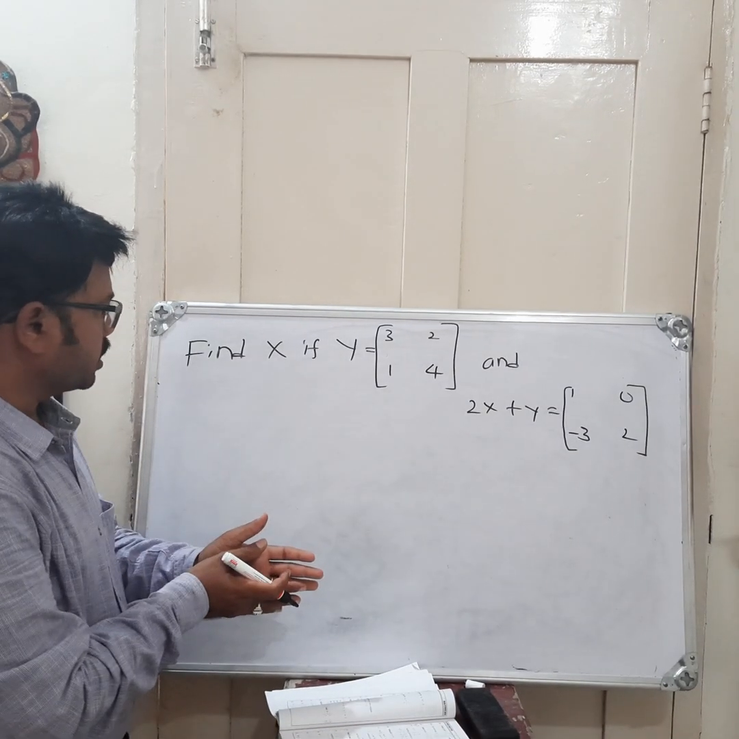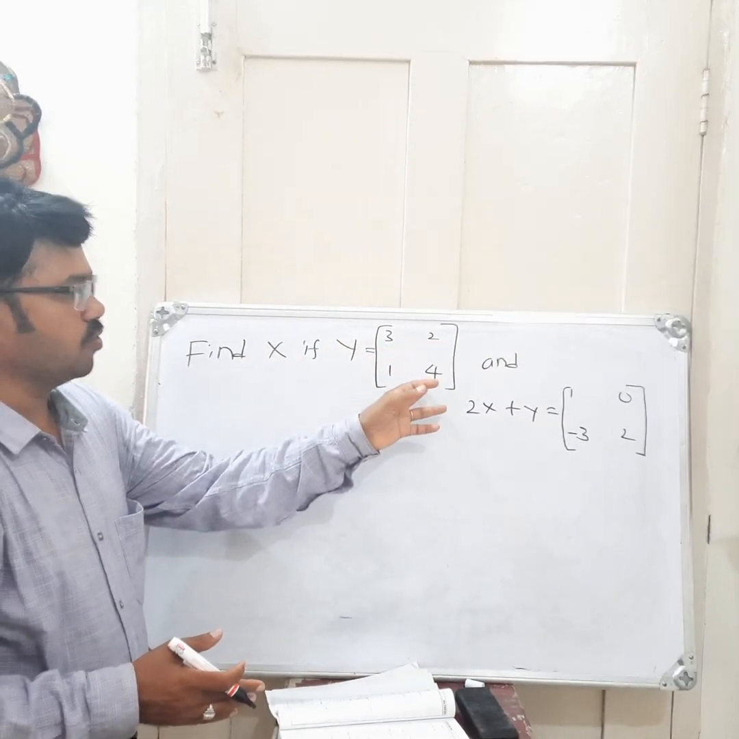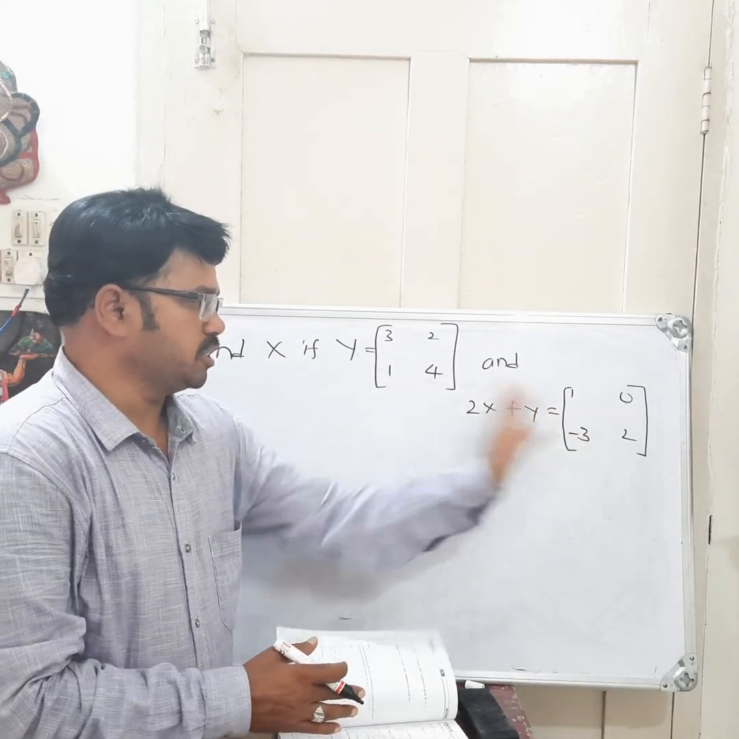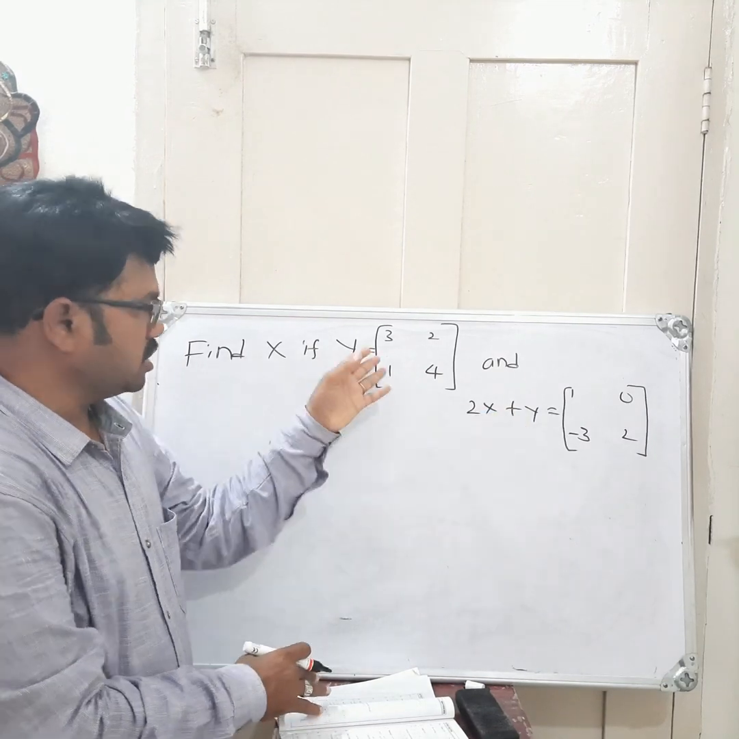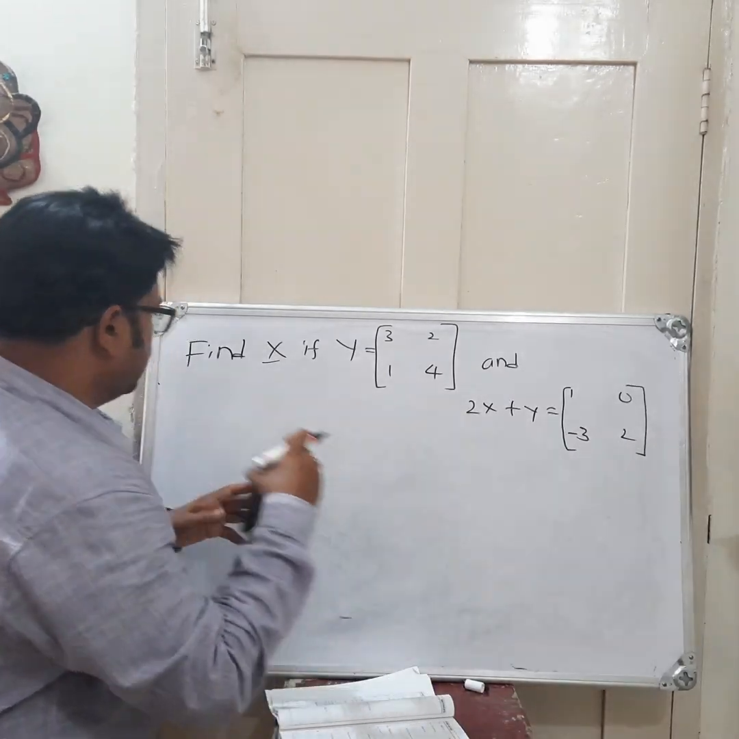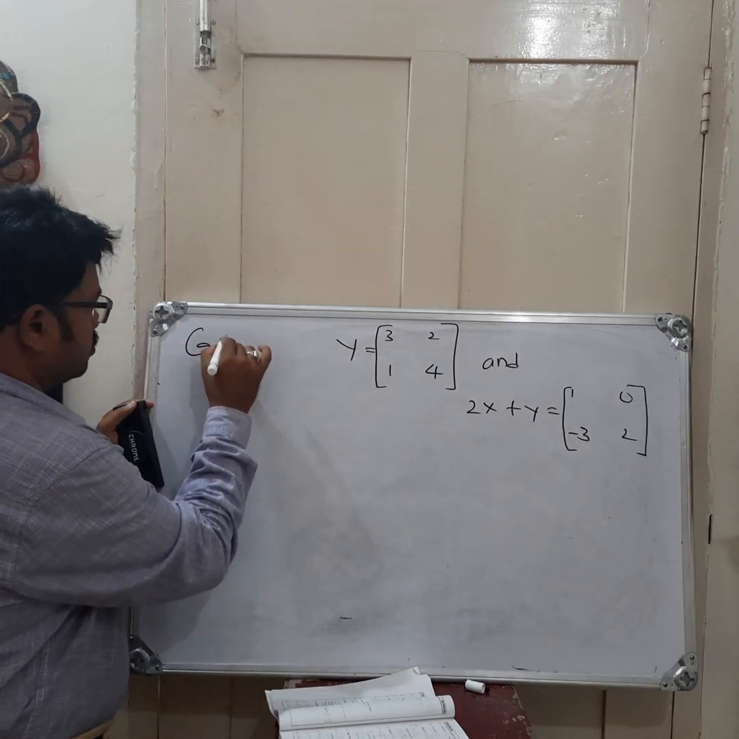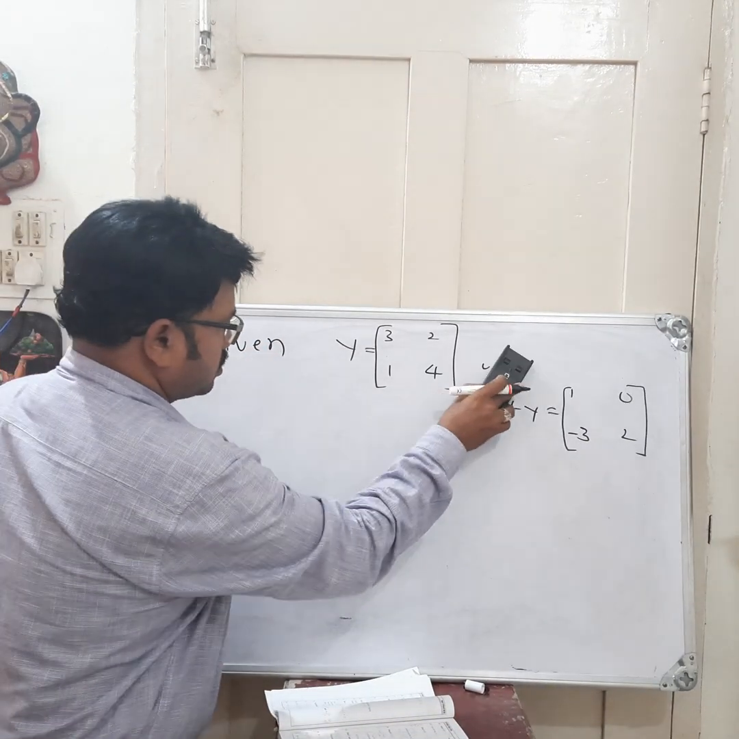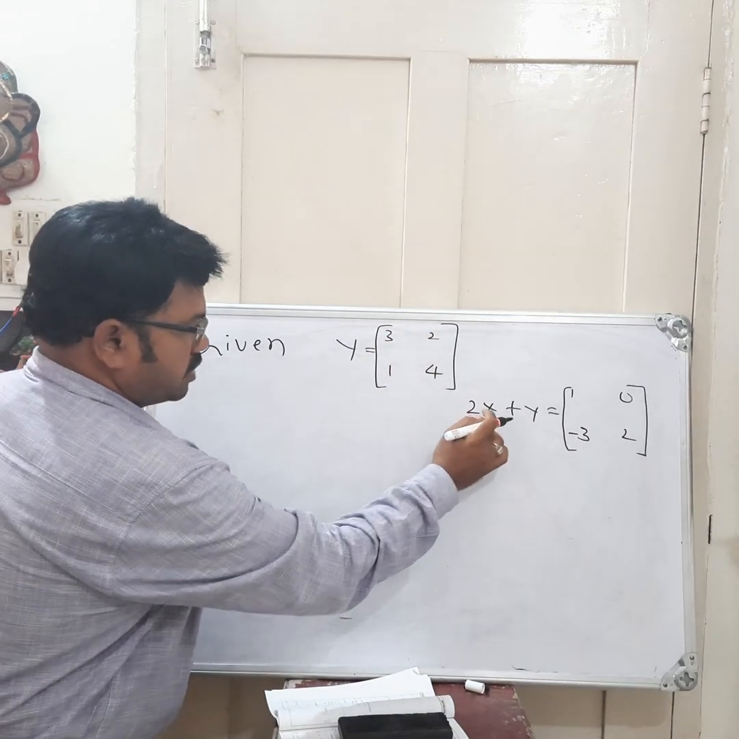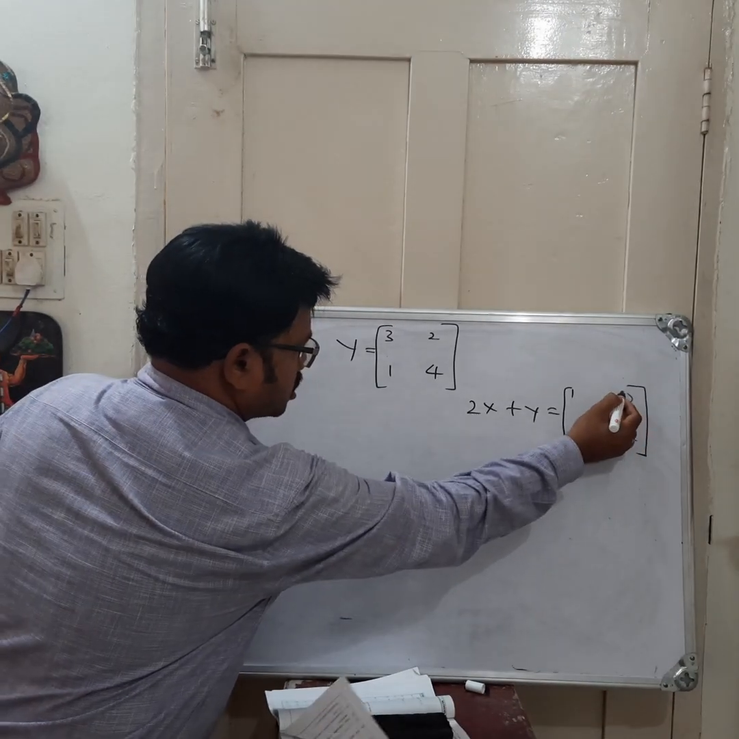See students, the next numerical: find the matrix X if the matrix Y equal to 3, 2, 1, 4 and the given relation 2X plus Y equal to 1, 0, minus 3, 2. So using this relation and this Y matrix, we have to find the X matrix. See here, in the solution, given Y equal to 3, 2, 1, 4 and this given relation 2X plus Y equal to 1, 0, minus 3, 2.